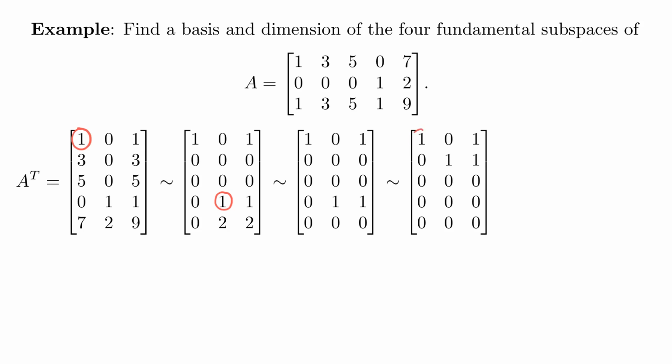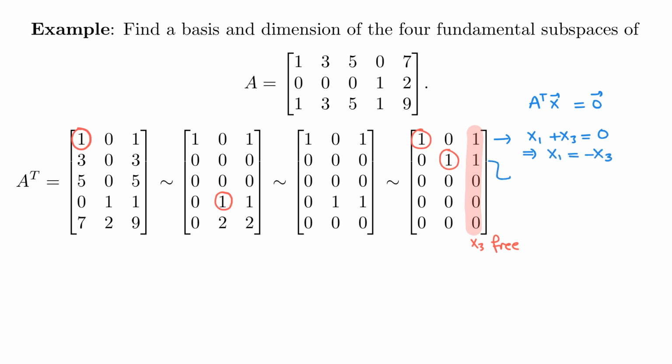Since we have pivot positions in the first column and the second column, this means that the first 2 columns are pivot columns and this one is a free column, which means that x3 is a free variable. In order to find the solution for the left null space, that is A transpose times x equals 0, we look at the first equation, which gives us x1 plus x3 equals 0, which means that x1 is equal to negative x3.